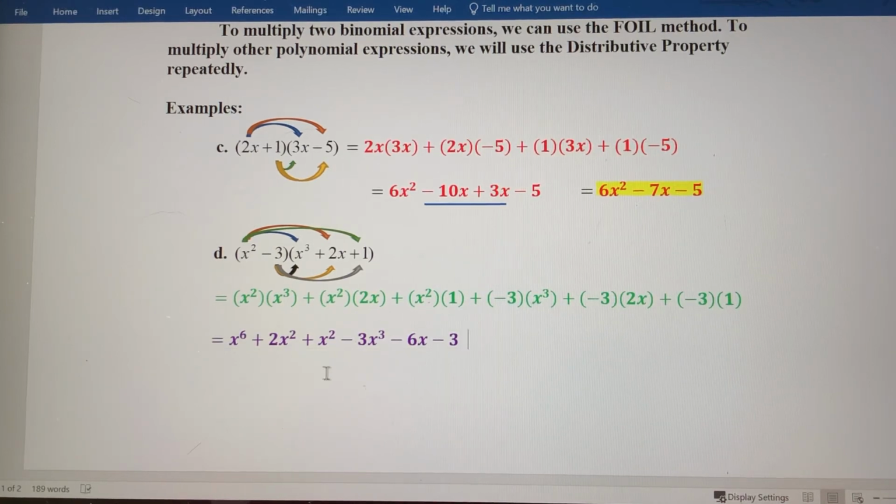A couple things here. We want to look for like terms, and I've got a couple like terms here, so I want to combine those. And then, like we talked about in the previous video, we want to make sure our answer, our product, is in standard form. So x to the 6th is the largest exponent, so it'll come first, but then x cubed should come next. So I'm going to move this up a little bit. So negative 3x cubed would be next. Then 3x squared, when I combine 2x squared and 1x squared, I get 3x squared, and then the negative 6x and the negative 3 follow. So notice the exponents go in descending order all the way down to the constant. So that's how you multiply polynomial expressions.